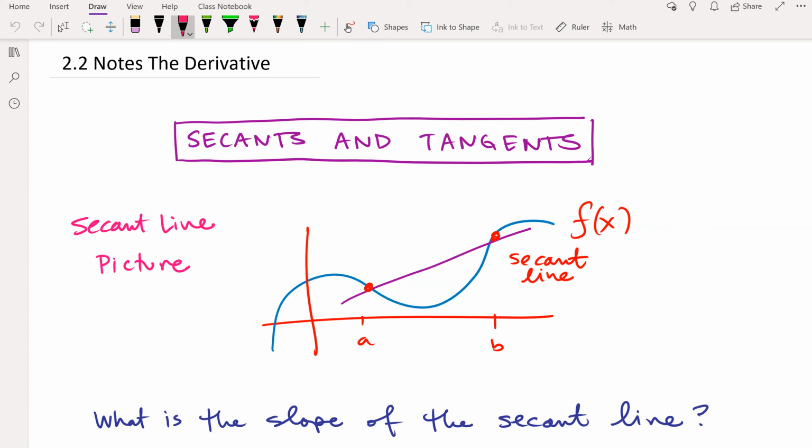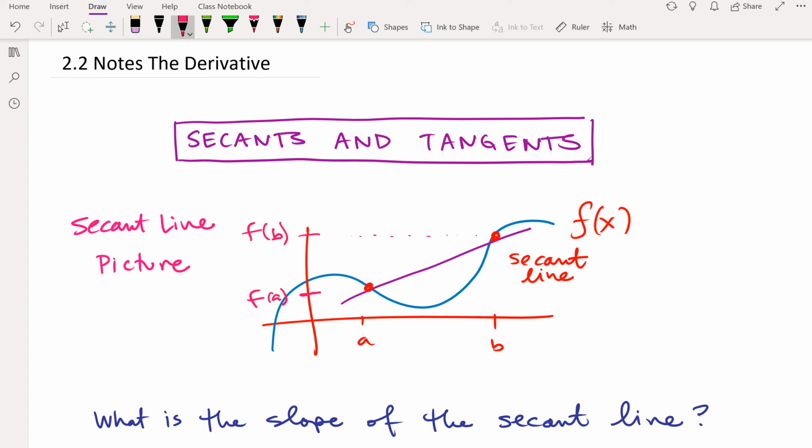Here's a picture of a secant line. If you don't have a picture of a secant line in your notes, please put this picture in there. And then we're going to add to this picture f of a, which is the y value at a. So that's f of a. And then we're also going to add the value f of b, which is the y value at b, so f of b. Please make sure, again, that you have a picture of a secant line in your notes.